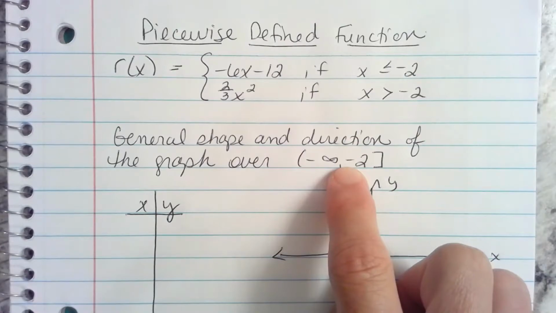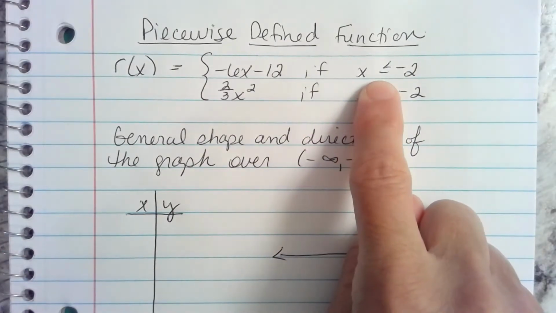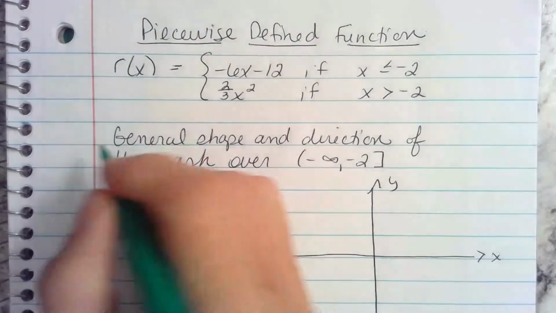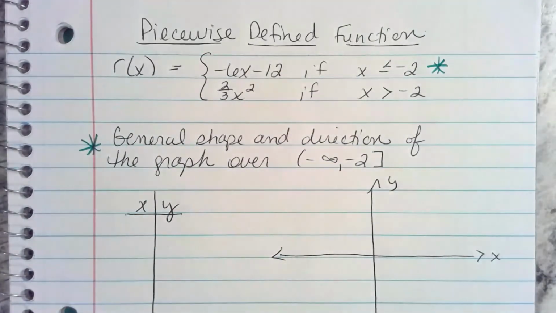It's everything less than and including negative 2, right? Everything less than and including negative 2. So this particular question is asking about this part of the function.